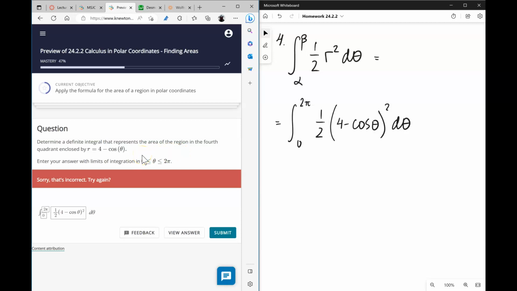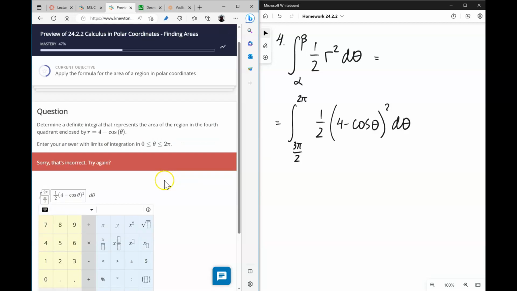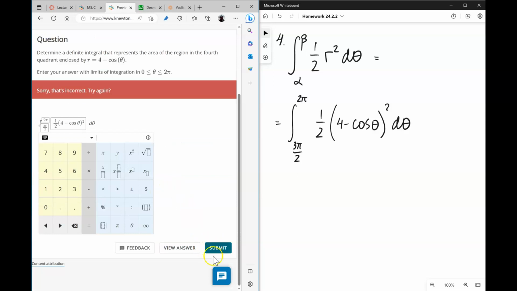I should have read the question. It says, determine a definite integral that represents the area of the region in the fourth quadrant. So the fourth quadrant means we're integrating from 3 pi over 2 to 2 pi. That's what that means. So let's change that. So I have 3 pi over 2. But everything else is correct.